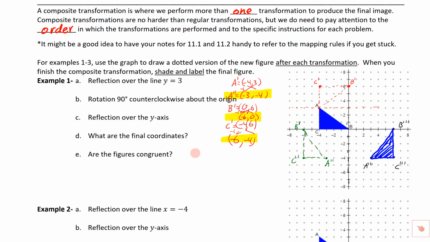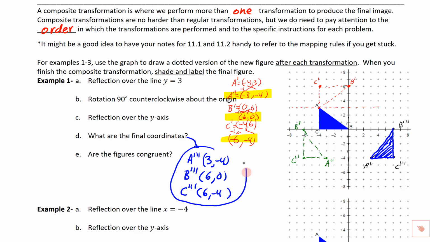So I'm going to write down these points then. So A triple prime is 3, negative 4. And then B triple prime, that was 6, comma 0. Okay. And then C triple prime is 6, comma negative 4. Okay, so that answers this guy right here. Those are all the points right there.